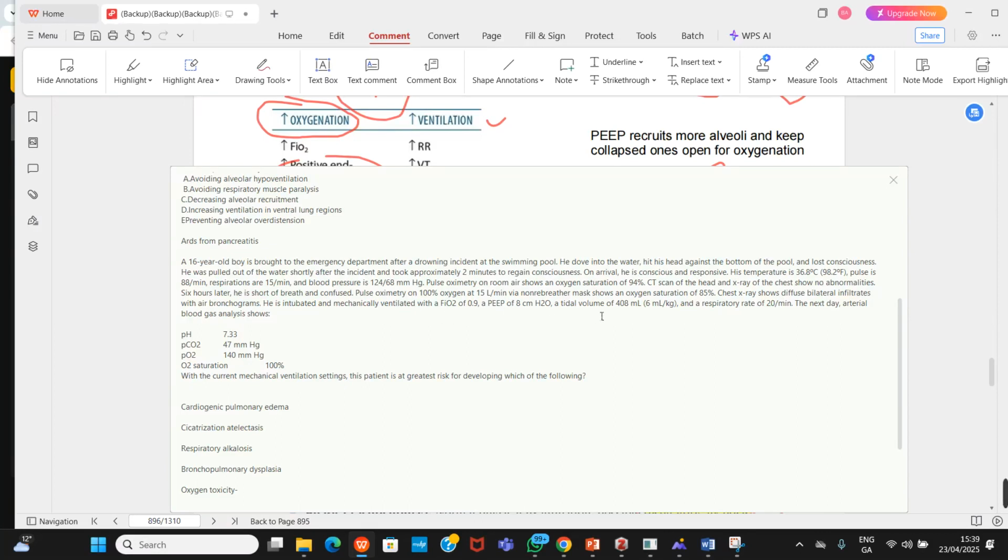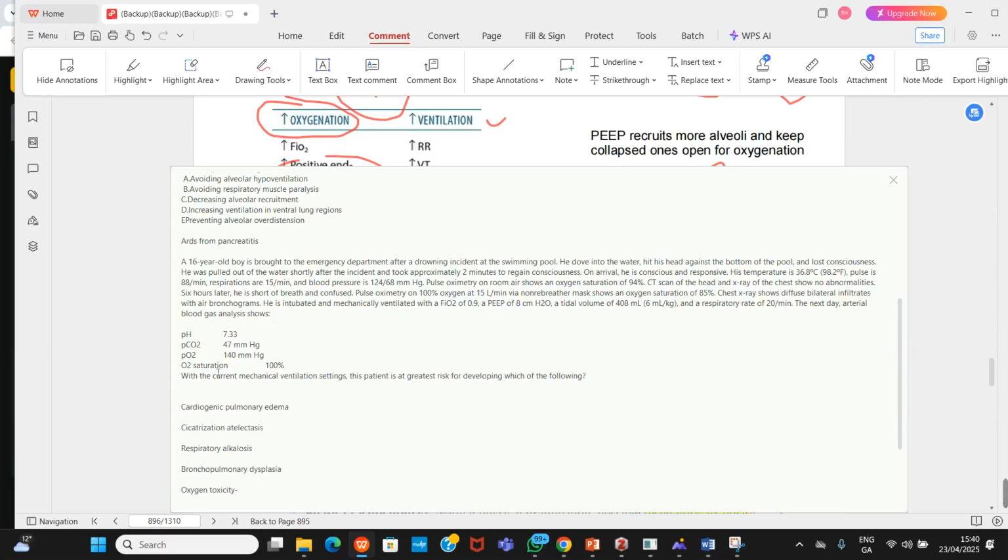So the chest X-ray shows diffuse bilateral infiltrates with air bronchograms. He is intubated and mechanically ventilated with FiO2 of 0.9, a PEEP of 8, a tidal volume of 408, which is 6 ml per kg, and respiratory rate at 20. The next day, arterial blood gas is as shown: pH is 7.3, PCO2 is 47, PO2 is 140, oxygen saturation is 100. With the following mechanical ventilation settings, the patient is at greater risk of which of the following?